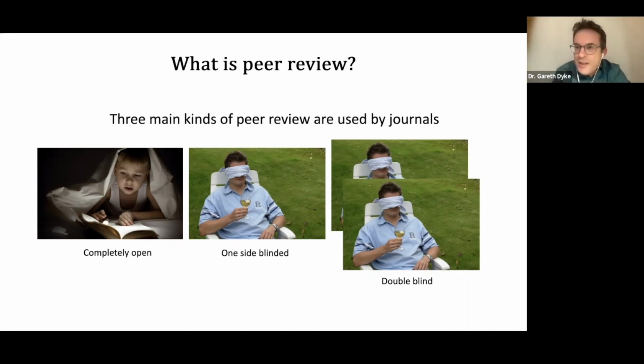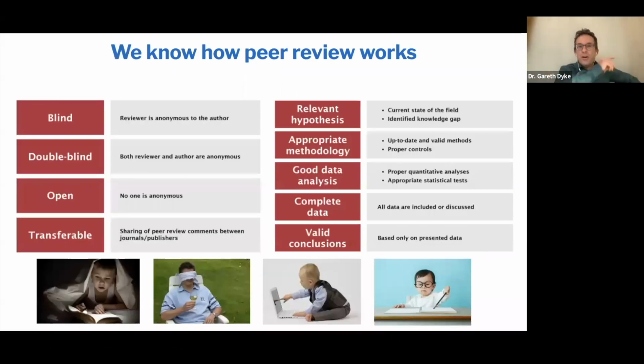The only person in the process who knows who everybody is is the good old journal editor. And increasingly journals are offering authors that option as well. We'll talk about it in a moment, but these are the three main kinds of peer review that different international journals use: completely open, one side blind, or double blind. If you've been through the process yourself, probably you've been through the one side blind process. So here's a bit of a summary of that all over again.